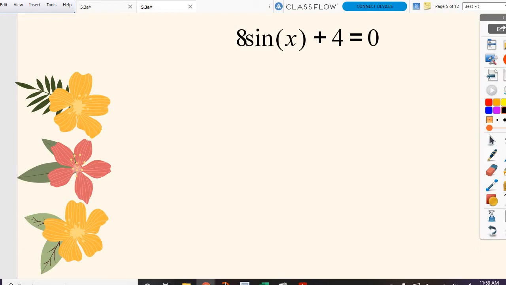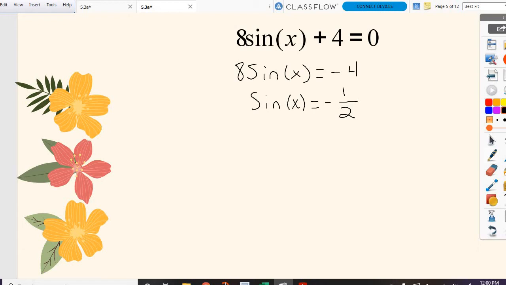Alright, so hopefully all of us were able to at least isolate this sine. At least that's what it looks like. Most of us didn't have any problems with that. It's pretty straightforward. I get negative 4, and then I divide by 8, and we get a negative 1/2.